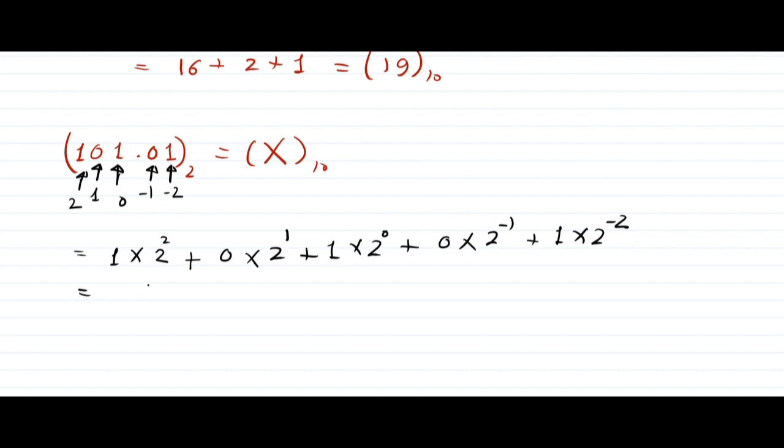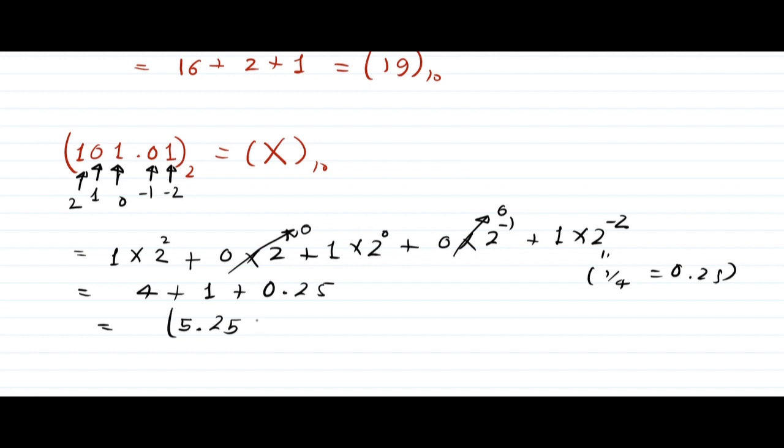So what is this value? It is 4, plus 0, plus 1, plus 0 again, and 2 raised to power minus 2 means 1 by 4, right? This thing is nothing but 1 by 4, which is 0.25. So plus 0.25, the answer will be 5.25 in base 10. So this is how you can convert any number system to the base 10 number system.